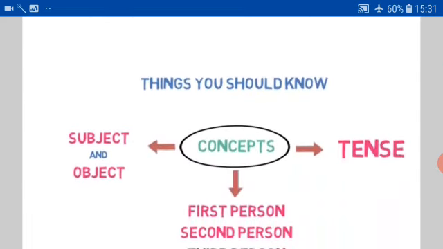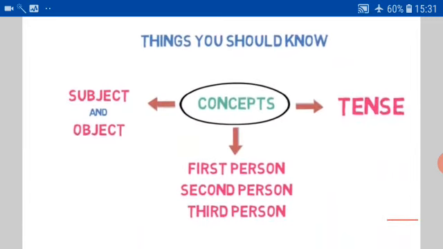There are three concepts we have to learn to convert direct speech into indirect speech. Firstly, we should know what a subject is and what an object is. Second, what is first person, what is second person, what is third person. And third, we should have complete knowledge of tenses.